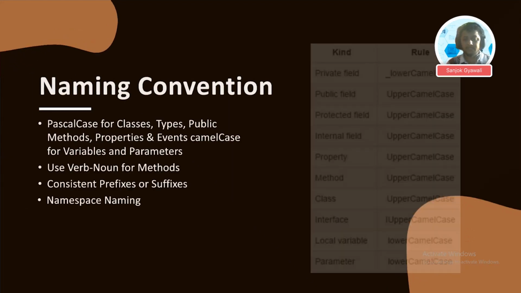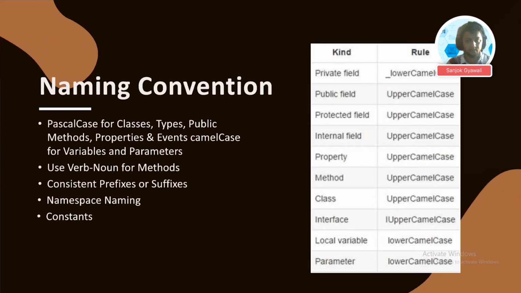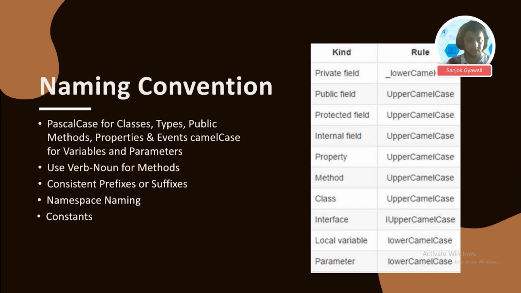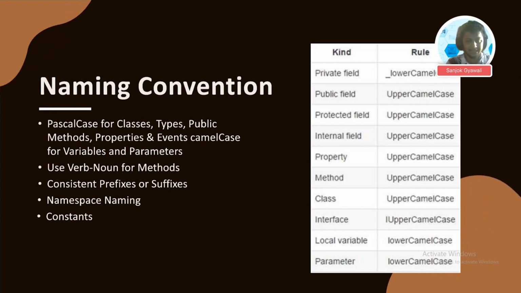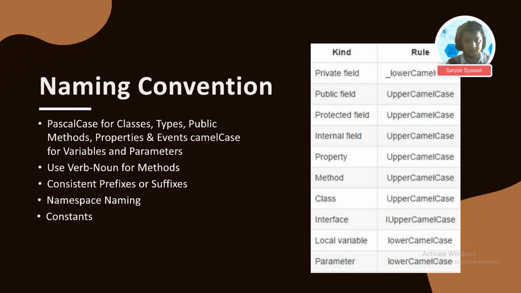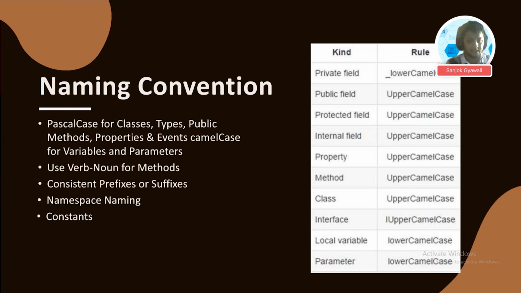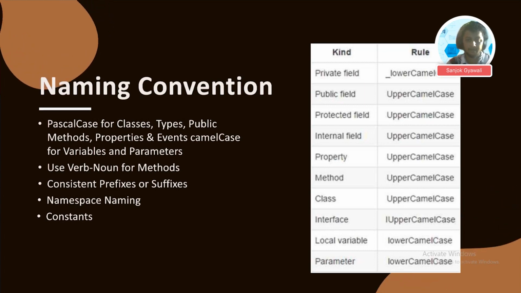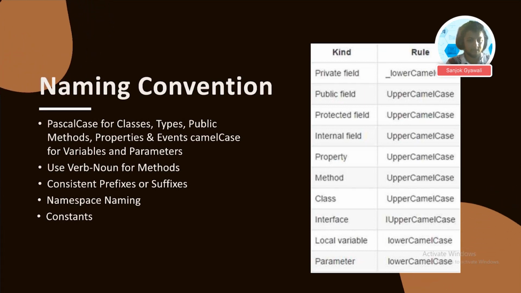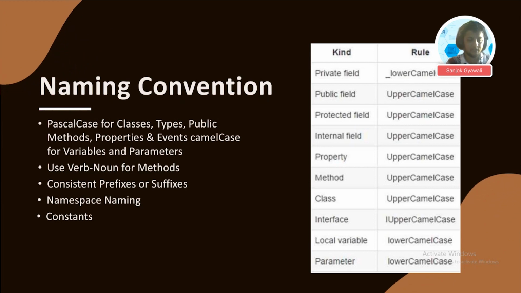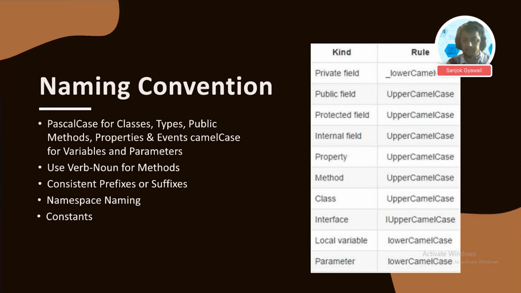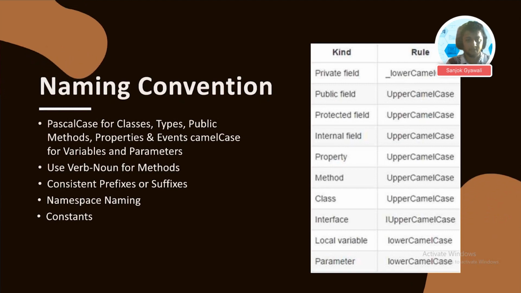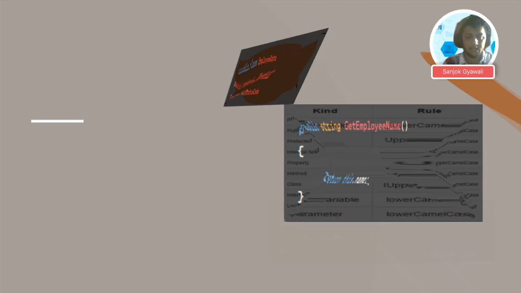Another way of achieving consistency is naming convention. We use the proper format for naming conventions. In C Sharp, we use Pascal case for classes, types, public methods, properties, and events, and camel case for variables and parameters. Also, we use verb-noun for methods, consistent prefix or suffix, and namespace naming and constants in a proper format. So let's begin with that.